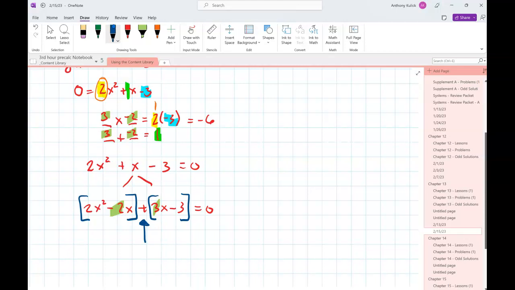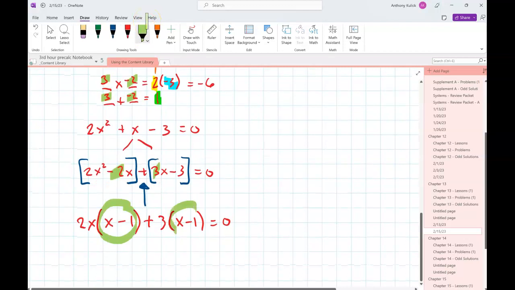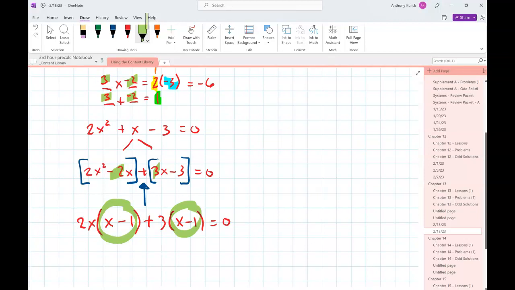Everybody's good? So if I look at that first group, I'm going to look for a greatest common factor between 2x squared and 2x. 2x. So if I factor that out, what's left? X minus 1. And then I'll do the same thing for the second group, 3x minus 3. What's left? And don't they have to be the same on the inside? If they are not the same on the inside, it means that you've made a mistake somewhere along the way. If this is factorable, this has to work.